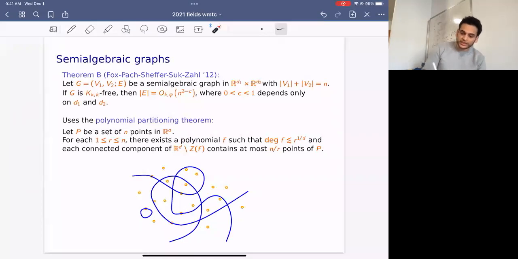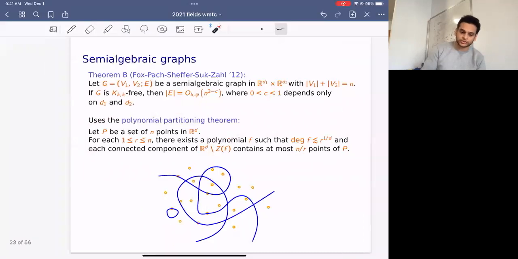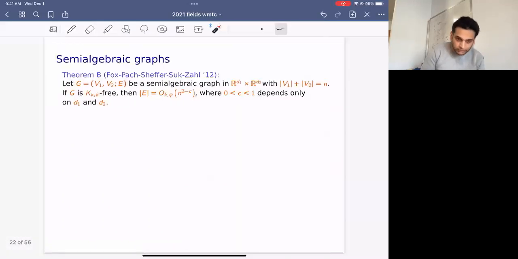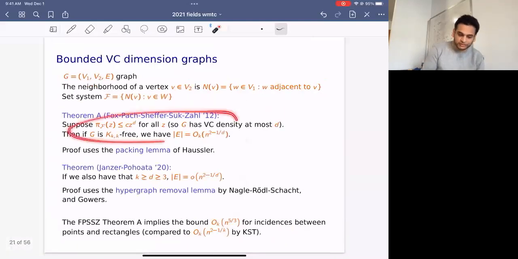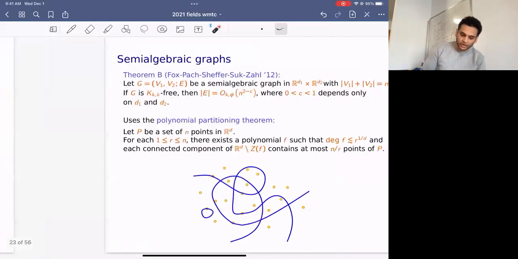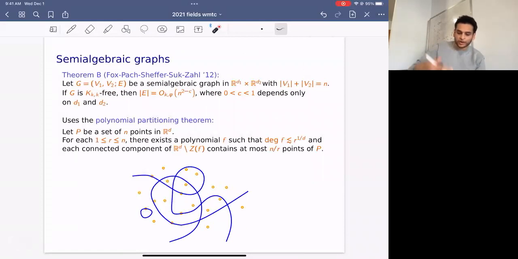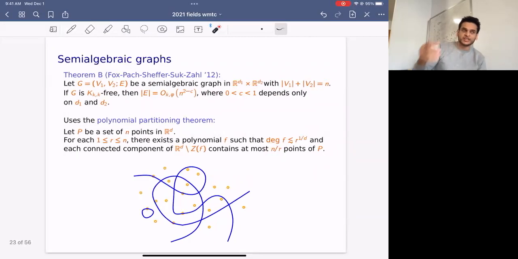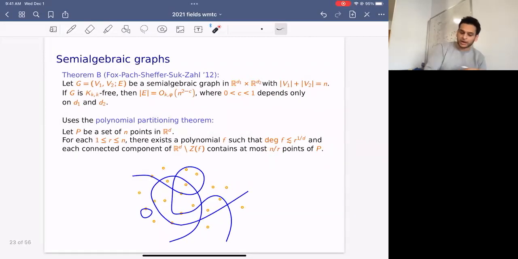So what they end up doing is they use the polynomial partitioning theorem combined with the bound from the previous slide, the VC dimension theorem. How does it work? You partition your point set into some number of parts, and each connected component has at most n over r points. Then you use the VC density bound inside each cell, and that ends up giving you an improvement. So that's roughly how you get better bounds for semialgebraic graphs.